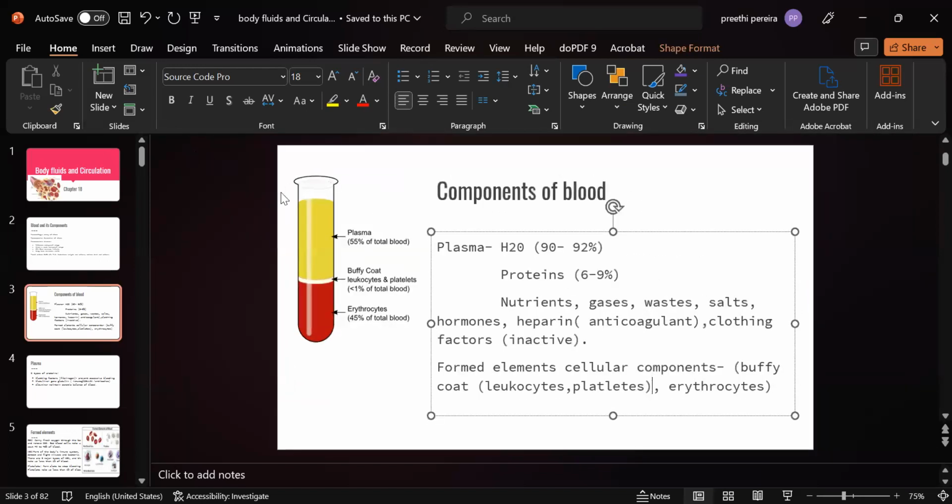Okay. So I want you all to draw this picture also. Just expand this picture also. I want you to draw, and the percentage is very important. 55% of the blood is plasma, less than 1% is WBC and platelets, and 45% is erythrocytes. That's very important. The whole slide is important. Please do it.